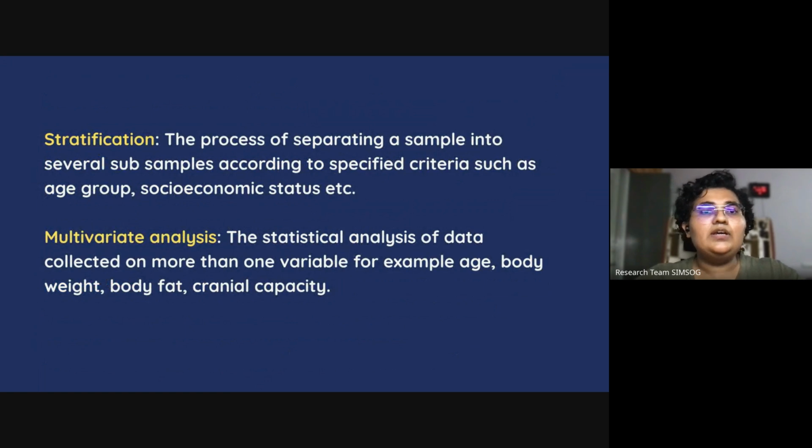What is stratification? This is the process of separating a sample into several subsamples according to some specified criteria, such as age group, socioeconomic status, etc. And what is multivariate analysis? This is the statistical analysis of data that is collected on more than one variable, for example, age, body weight, body fat, cranial capacity, etc. These are all of the methods that we can implement to decrease selection bias. So this was all about selection bias.